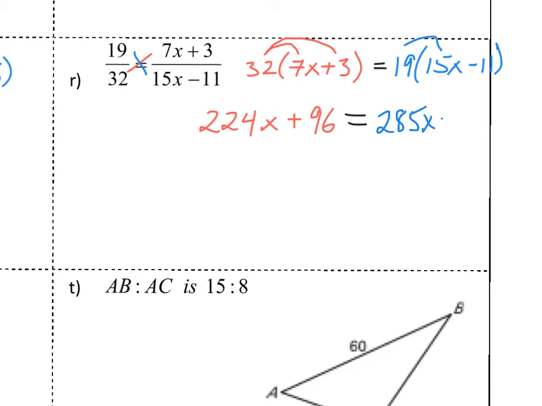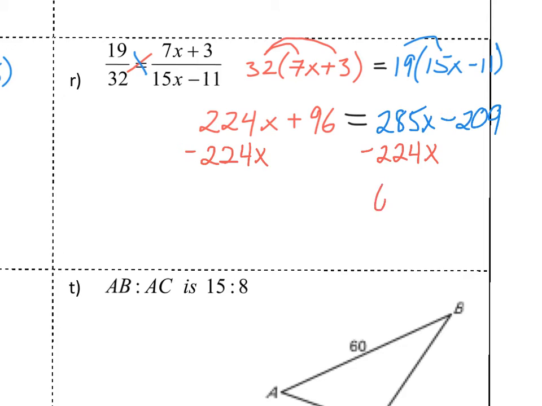Once I go through and distribute on the right-hand side, we end up with 285x minus 209. First thing I'm going to do to solve my equation, let's get all our x's on one side. So I'm going to subtract that 224x.